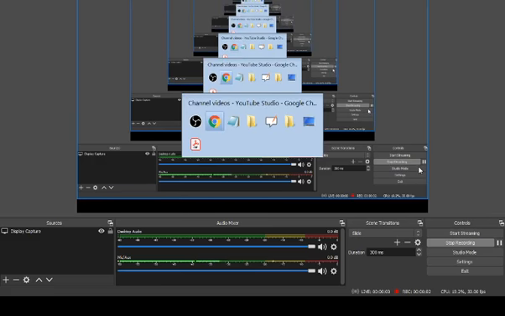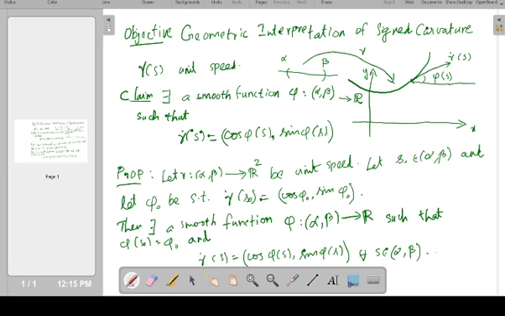Hello students, now let us prove the proposition. I want a smooth function phi satisfying this property: gamma dot of s, which is a unit vector, is equal to cos phi of s comma sin phi of s for all s in alpha beta, and phi of s naught is equal to phi naught.